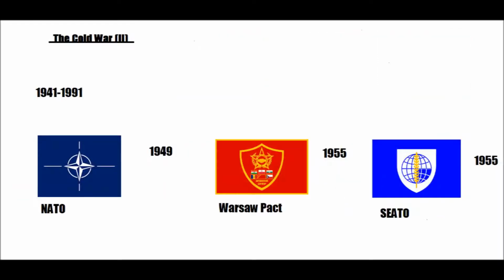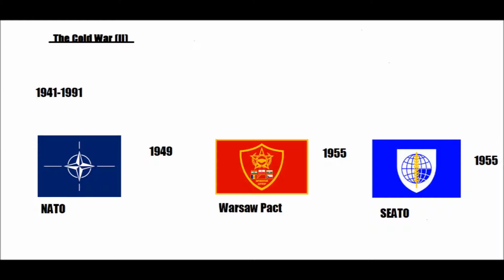With all of these hostilities came alliances. First, let's talk about NATO. NATO was formed in 1949 by 10 Western European countries, as well as the US and Canada. This alliance was the first peacetime alliance for the US.